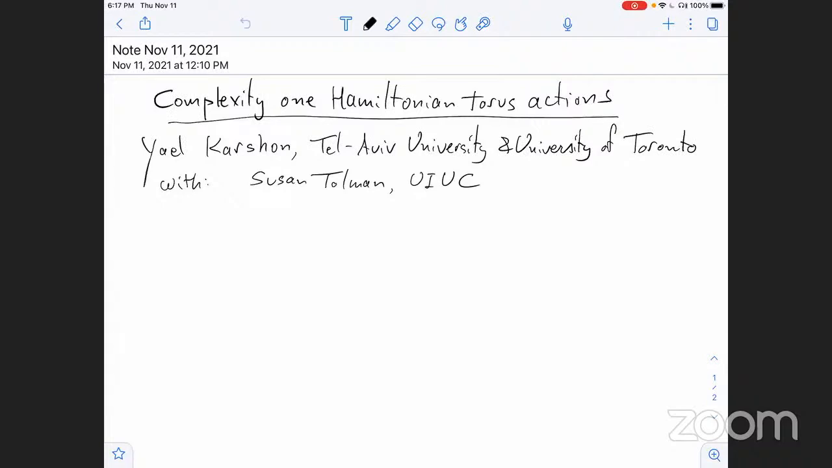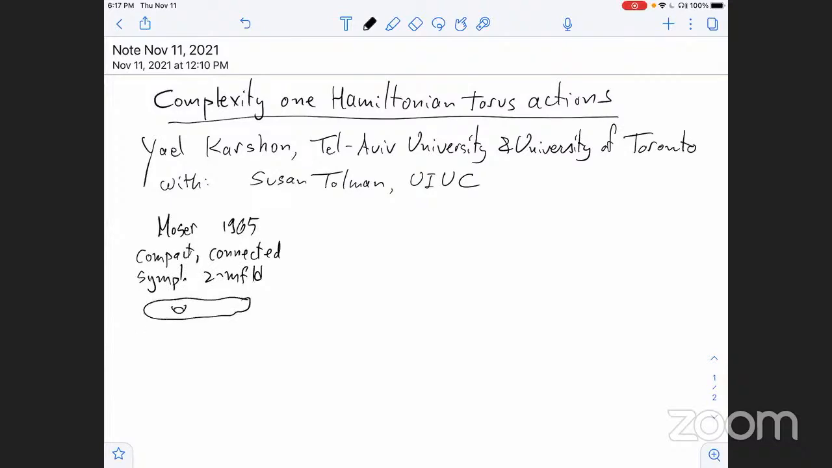Anything good that I do one way or another comes from Sue Tolman, and this is an actual explicit collaboration. I will begin with two famous pieces of symplectic geometry. One is the famous theorem of Moser from 1965, by which a compact connected symplectic two-manifold is classified up to symplectomorphism by its genus and total area. And we can call these the Moser invariants.